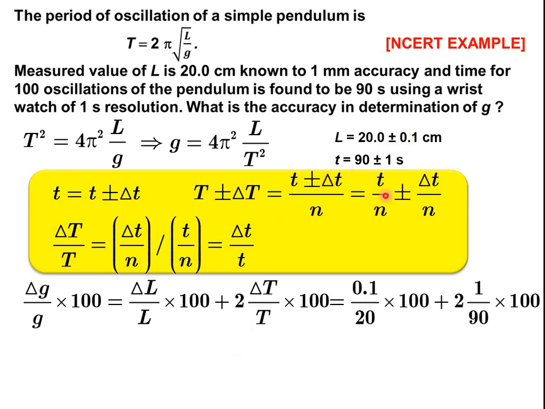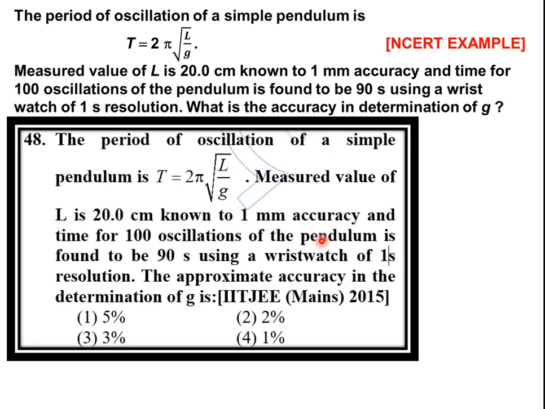So 0.1 by 20 into 100 and 1 by 90 into 100 times 2. Okay, rest is up to you. You must solve it and get the correct answer and see which option matches. So it is 2.72%, and the options available with us were 5%, 2%, 3%, and 1%. So 2.72% is quite close to 3%. So 3% is the correct choice.